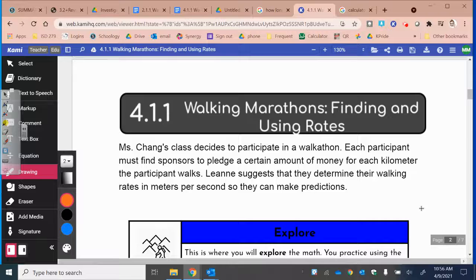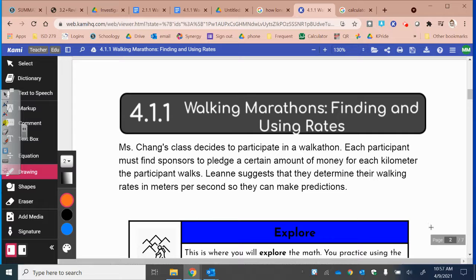Miss Chang's class decides to participate in a walkathon. Each participant must find sponsors to pledge a certain amount of money for each kilometer the participant walks. We're going to learn a little bit more about this later, so if that's a little confusing to you right now, that's okay. But the main idea is that these kids are going to walk a certain amount and people will pay them for however much they walk.